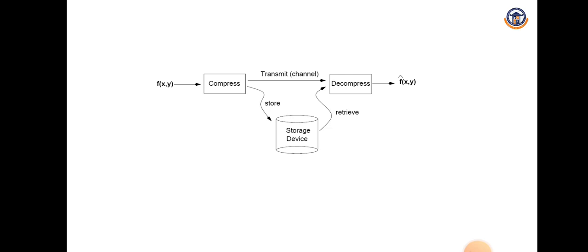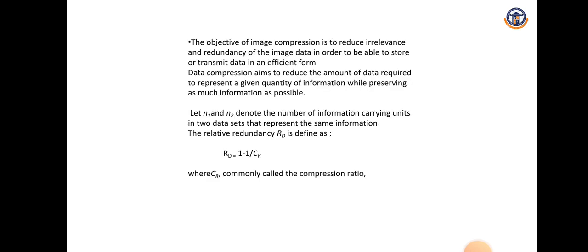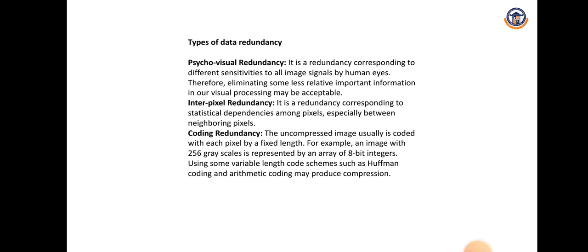First of all, we consider N1 and N2 to denote the number of information carrying units in two data sets that represent the same information. The relative redundancy we can get using the formula 1 minus 1 by CR. Here CR represents the compression ratio.